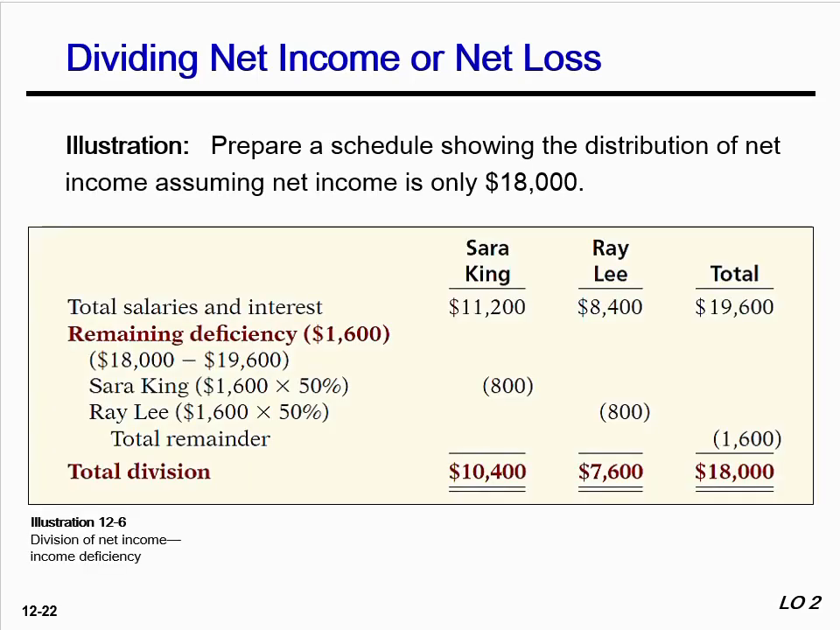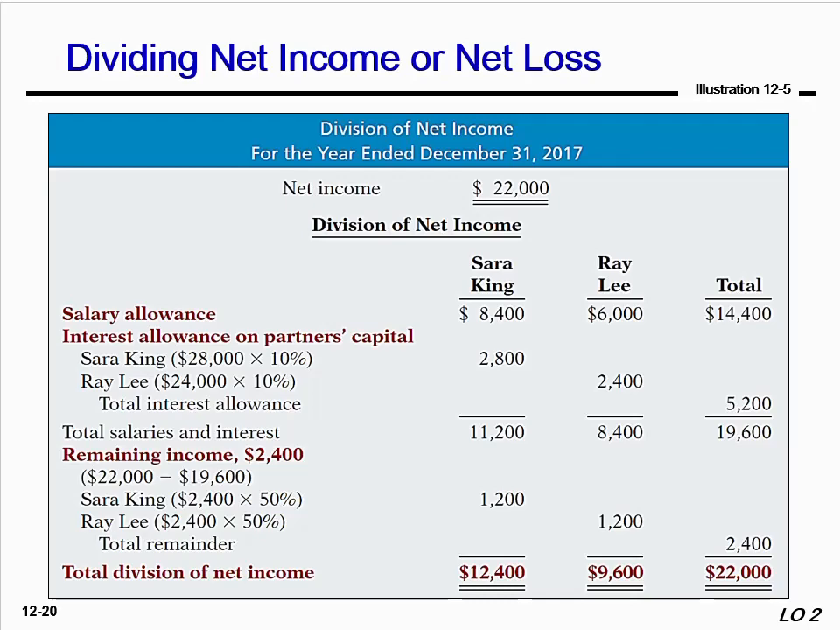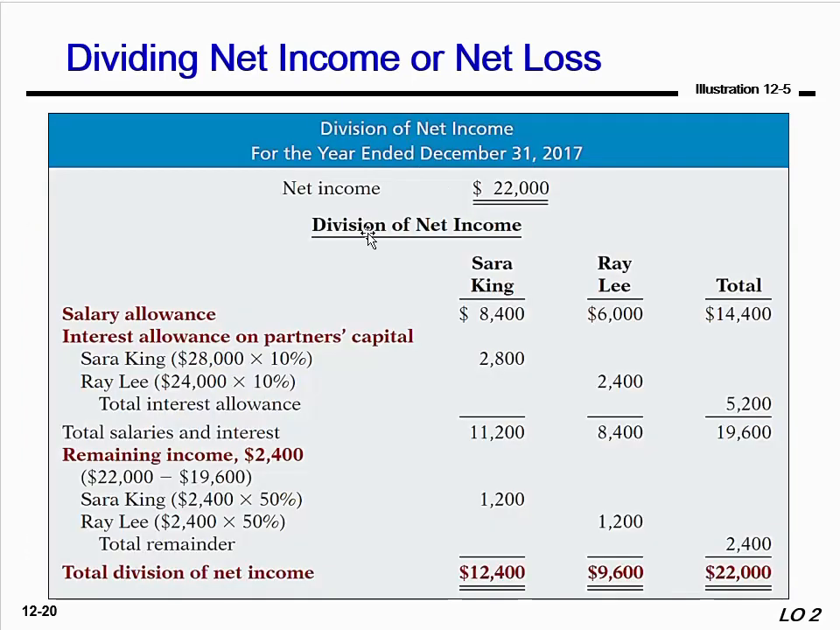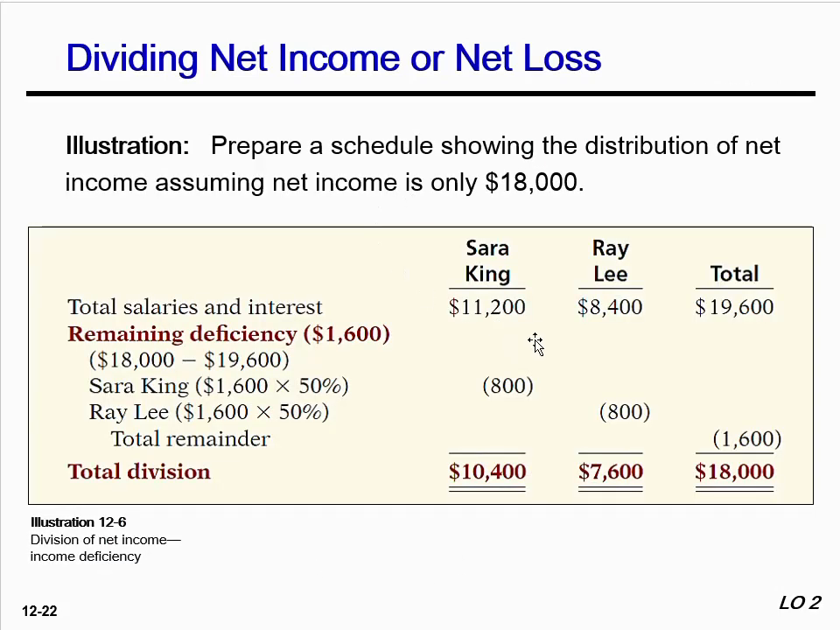Now another case. What if the net income is not 22,000? In the previous case, it was 22,000. They say, what if it is not 22,000, it is 18,000? Then what will happen? The same way, salaries and interest are going to be calculated, just like this table. So first part, you're going to do exactly the same: salary allowance, interest allowance, and then total salaries and interest.